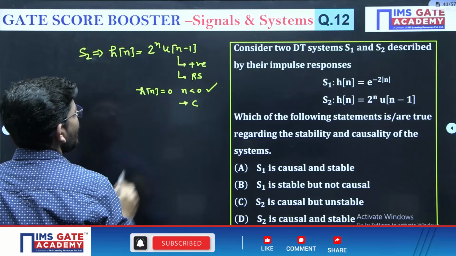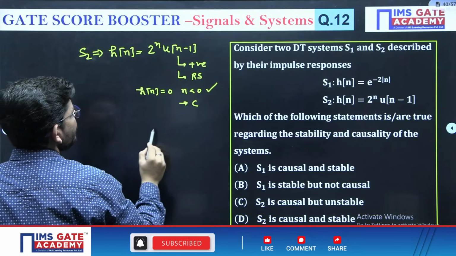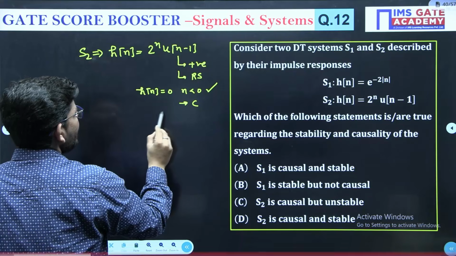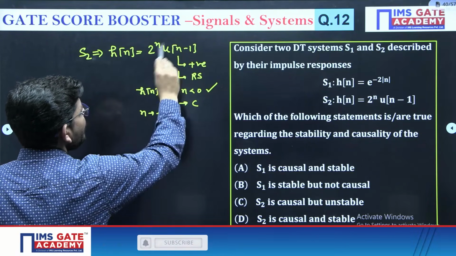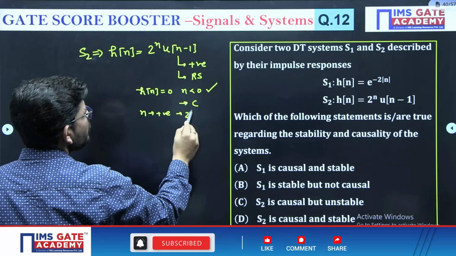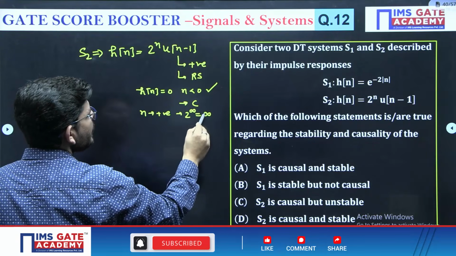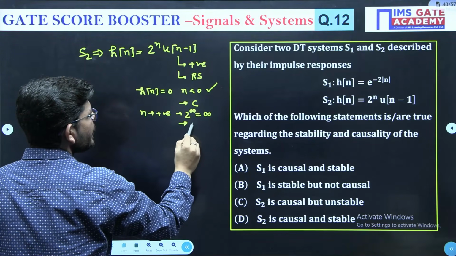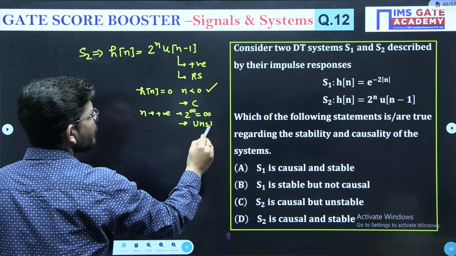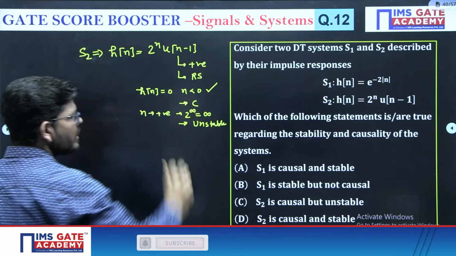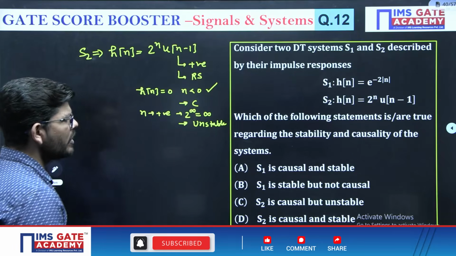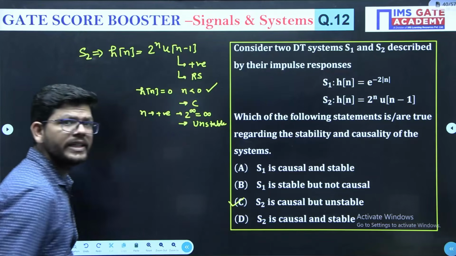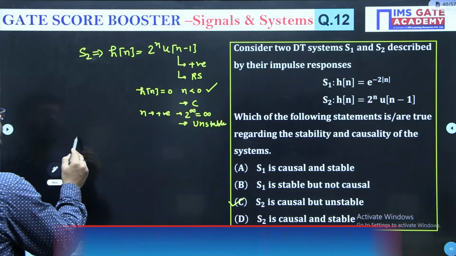Now, n values we have to put positive here, right? n values are positive only, so n can be infinite also. If I put 2 to the power infinite, I am going to get infinite, which is unbounded. So it is going to be unstable. So S2 is causal, but it is not stable. Option C is correct. Now let's have a look over S1.